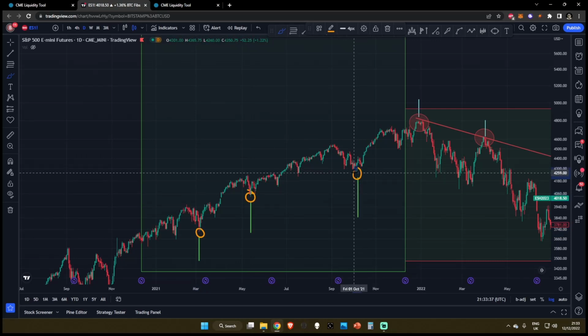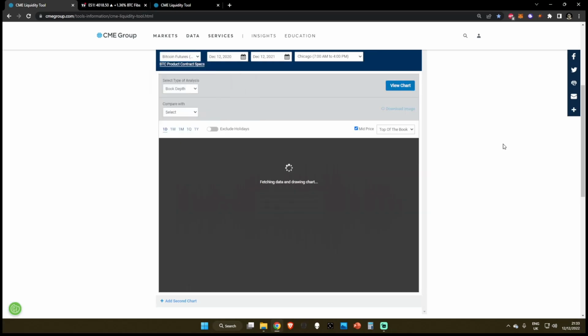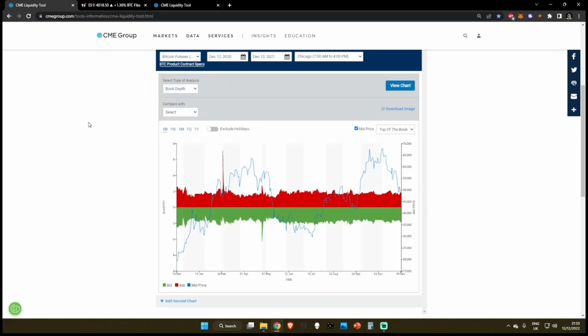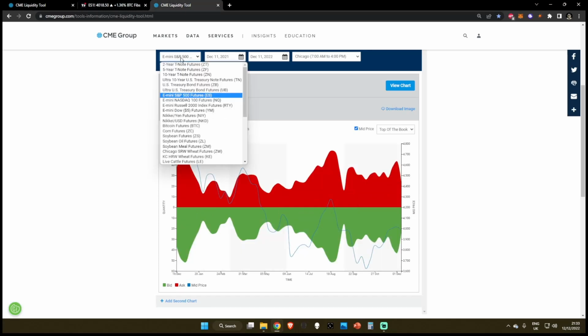So once again, you can use this for the E-mini futures, and you can also use this for Bitcoin because obviously my channel is a Bitcoin centric channel. So like I said, you can use this for a plethora of different things. My favorite thing to use this for though is the E-mini S&P 500 futures.